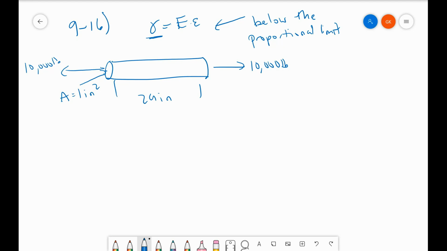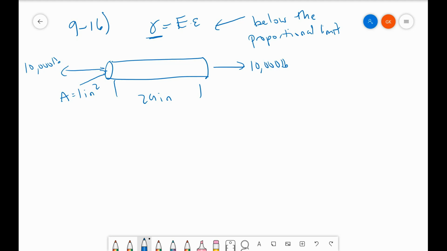So the first thing I should probably do before I even get to the different materials is say, hey, what is the stress? Because that will be the same for all materials. The stress doesn't care what material it's made out of. So let's go ahead and do that.